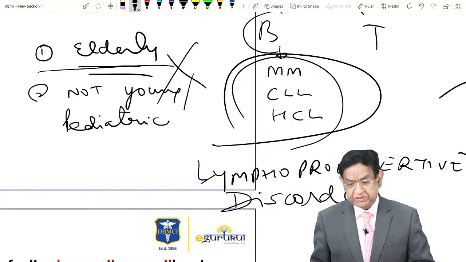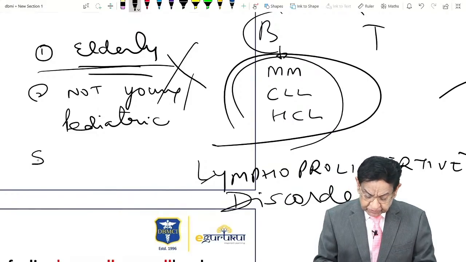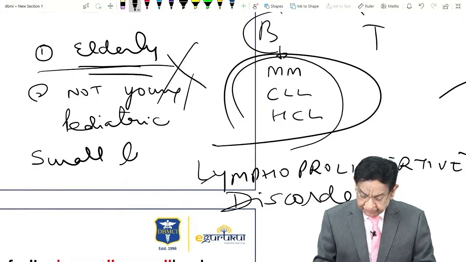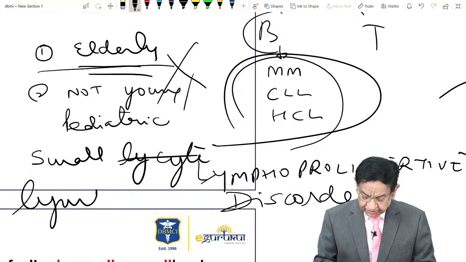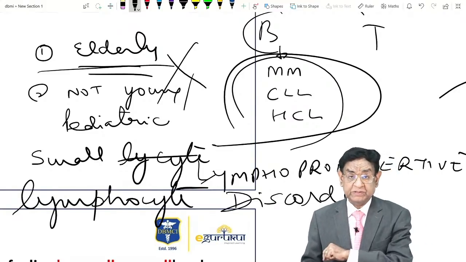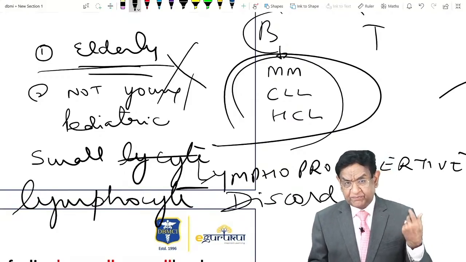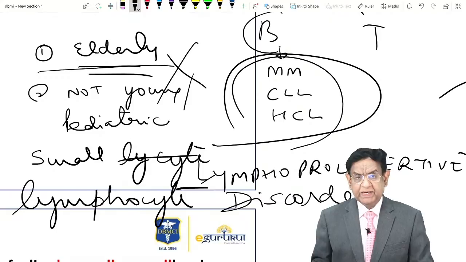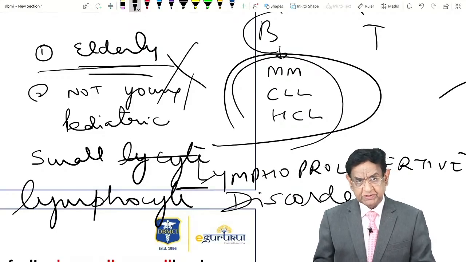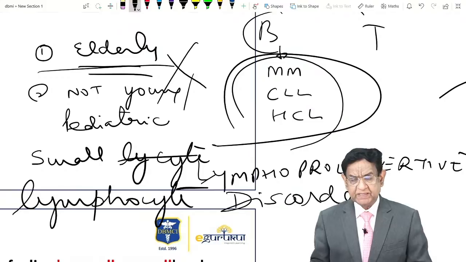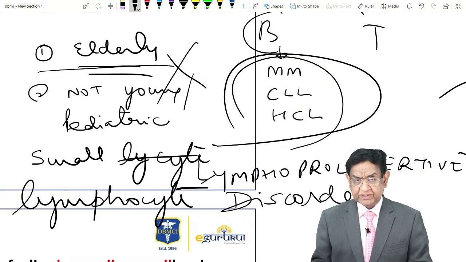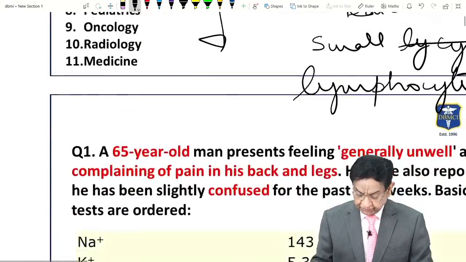Second, in all these three diseases, small lymphocytes are involved. So far we discussed that B lymphocytes are involved. But what type of lymphocyte? Small lymphocytes. The large lymphocytes will not be involved. Again, this will be a very, very important clue when we're looking into the peripheral smear in some of the questions. With this small introduction of the basic concept, and now that we are clear about what we mean by lymphoproliferative disorder, we go into the first question.